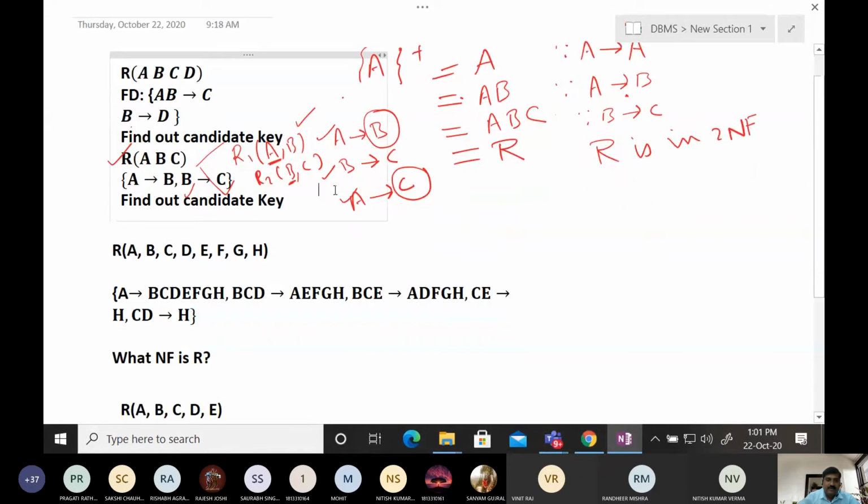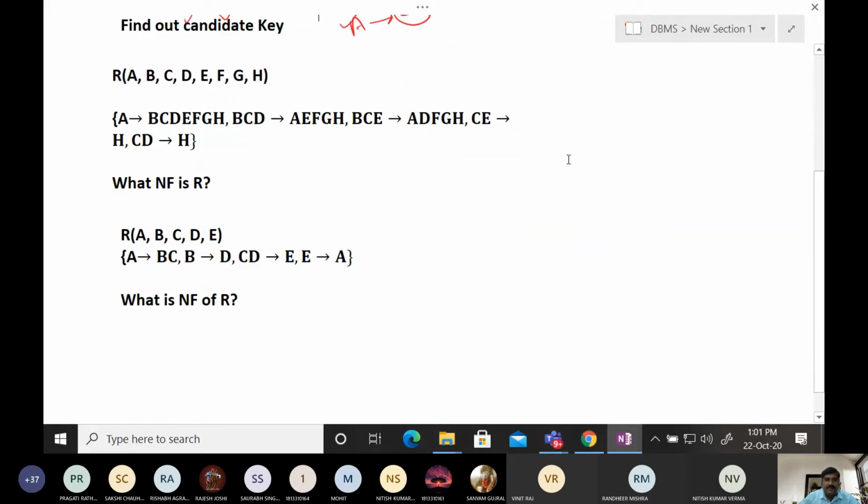Now see the third question. In this relation, A, B, C, D, E, F, G, H are the attributes and these are the functional dependencies. This is second, this is third, fourth and fifth. And what is the normal form of R?